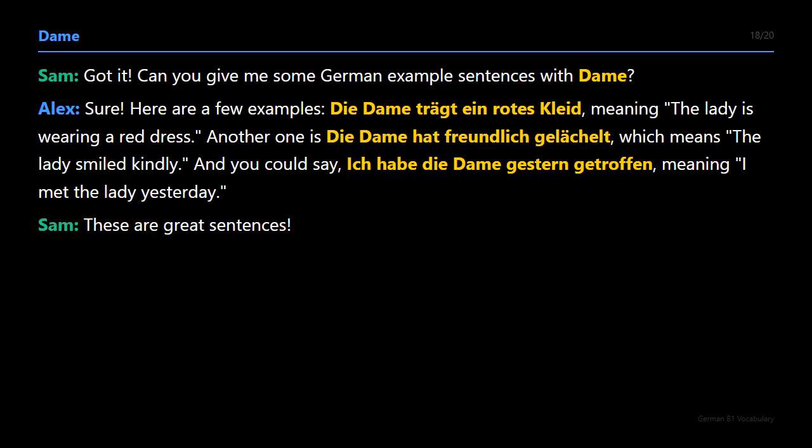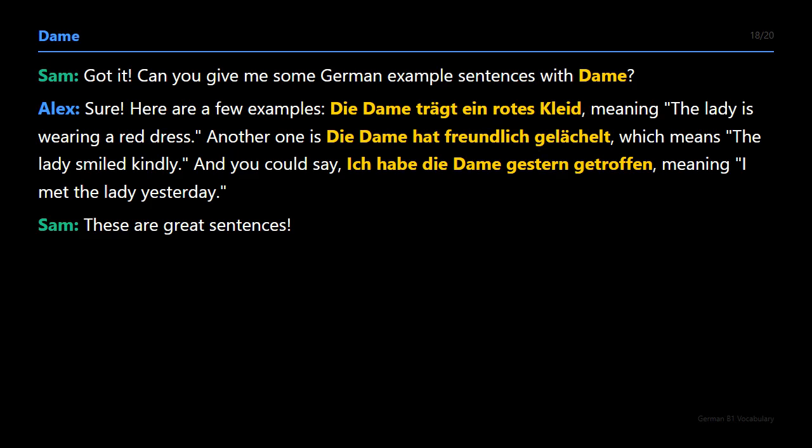Got it. Can you give me some German example sentences with Dame? Sure. Here are a few examples. Die Dame trägt ein rotes Kleid, meaning the lady is wearing a red dress. Another one is Die Dame hat freundlich gelächelt, which means the lady smiled kindly. And you could say Ich habe die Dame gestern getroffen, meaning I met the lady yesterday.